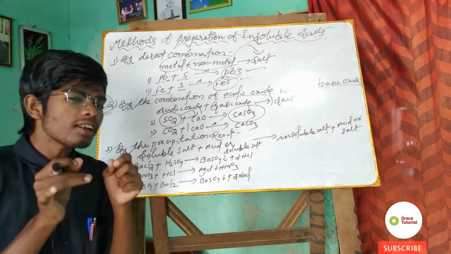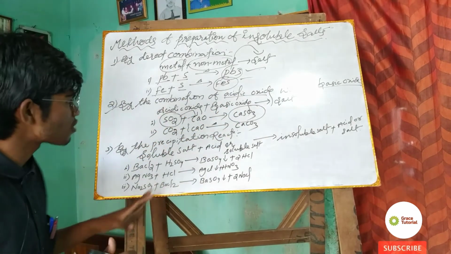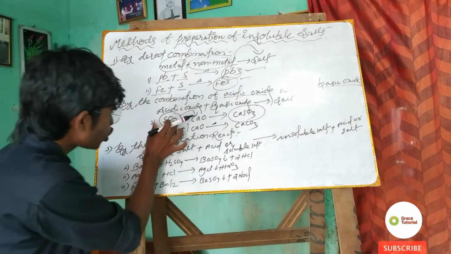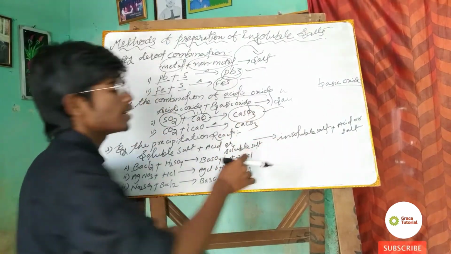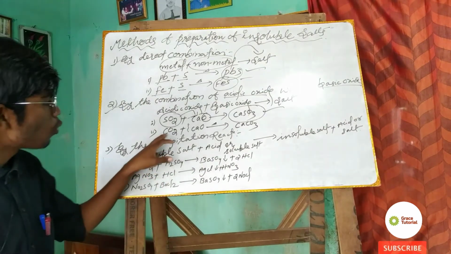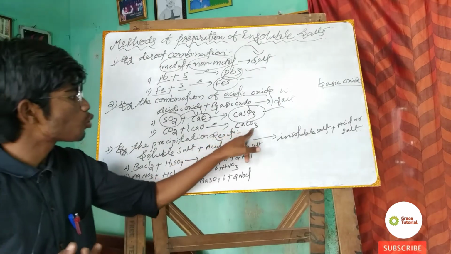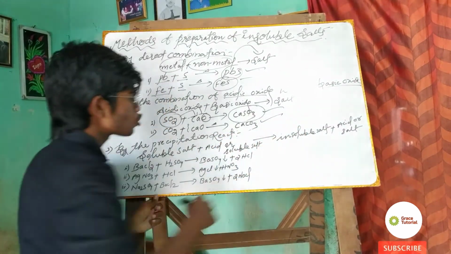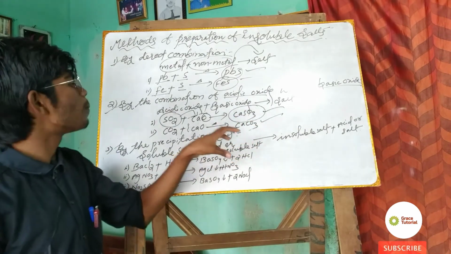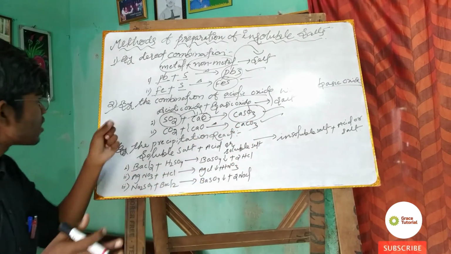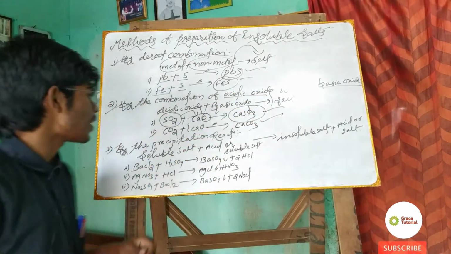Here only the combination takes place, between the acidic oxide and the basic oxide. That is CaO plus SO2 gives CaSO3, so calcium sulfite is formed in this way. Similarly, CaO and CO2 give CaCO3, that is calcium carbonate. So calcium sulfite and calcium carbonate are insoluble salts, which are formed by the second method, the combination of an acidic oxide with a basic oxide.